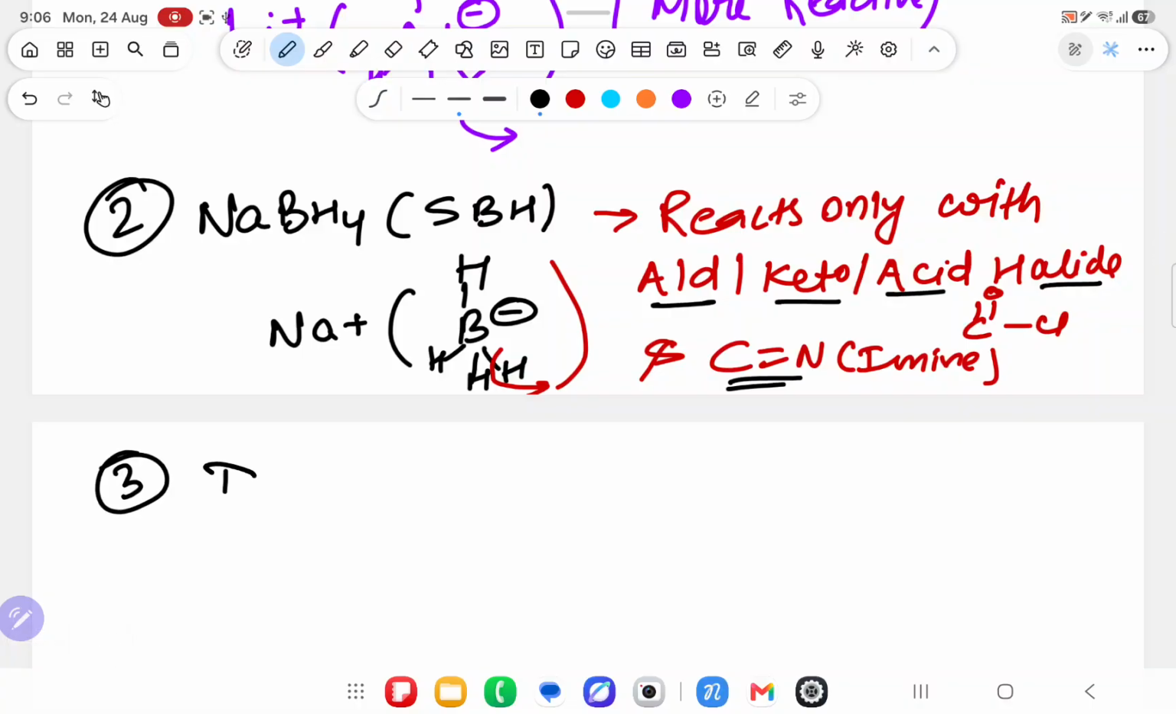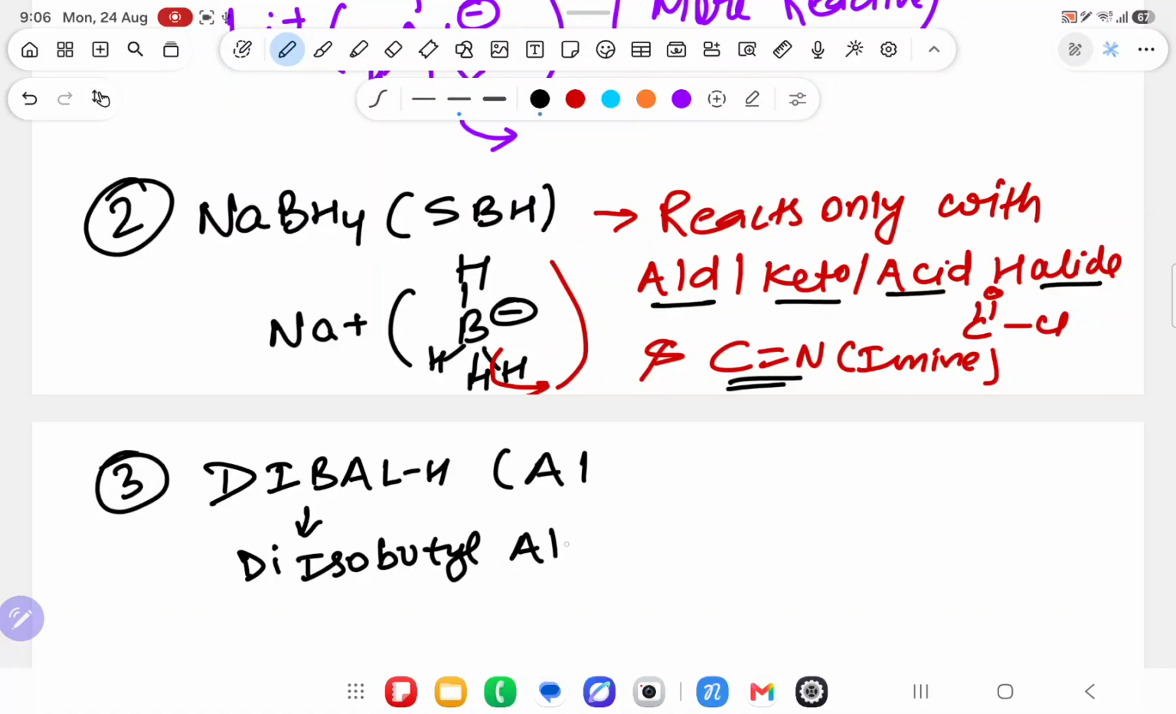Fourth one is DIBAL-H. That is also known as DIBAL-H, which means di-isobutyl aluminum hydride. That is also written as aluminum isobutyl twice and hydrogen.